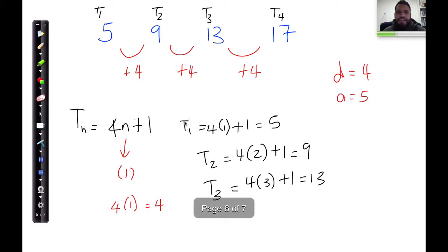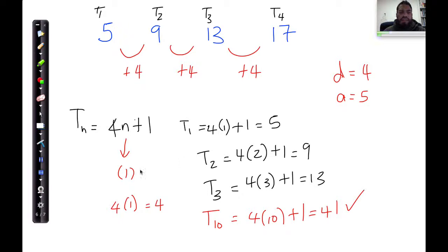Now, if I had to ask you, determine the 10th term for this particular sequence, all you'd say is, well, I'm looking for the term value at position number 10. And then I'll say T10 is equal to 4 multiplied by 10 plus 1, which is equal to 41. And there we go. Okay, that's an introduction to arithmetic sequences.